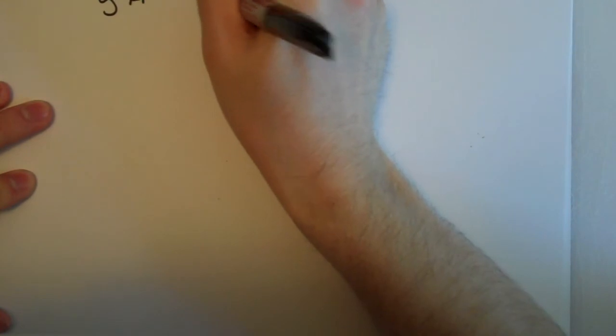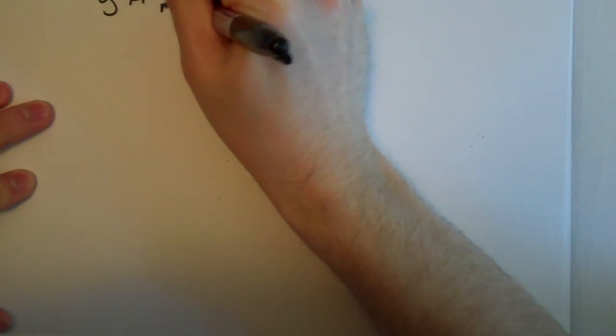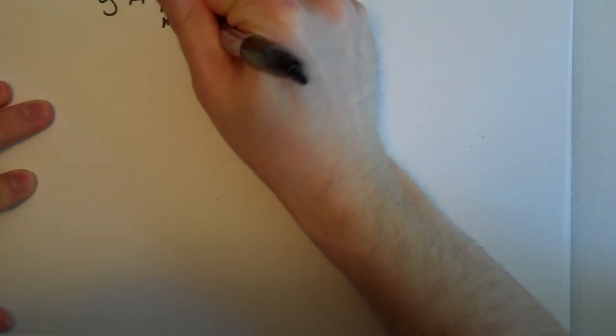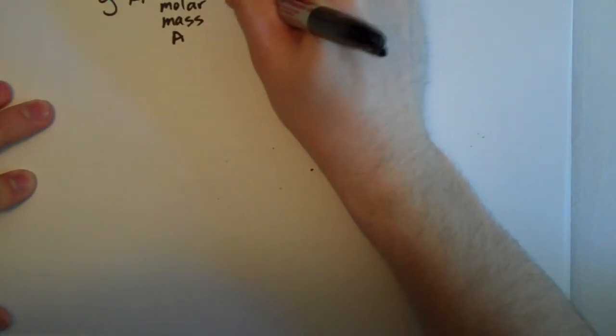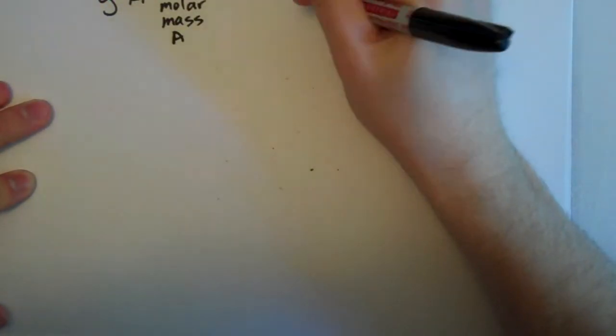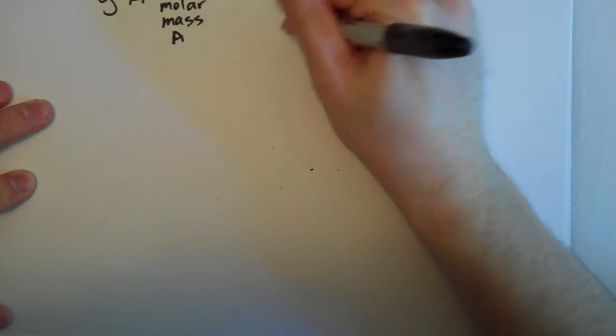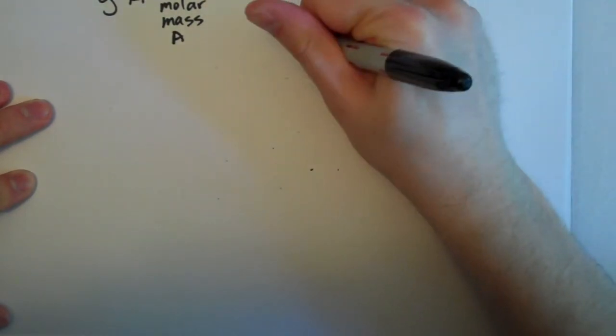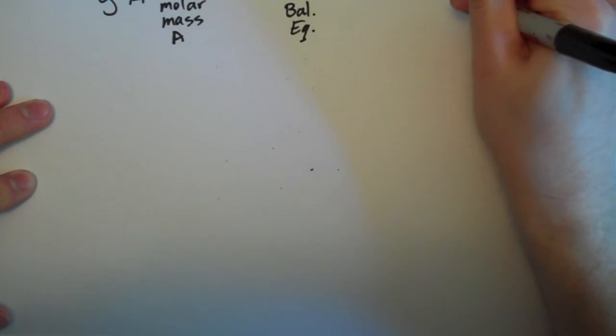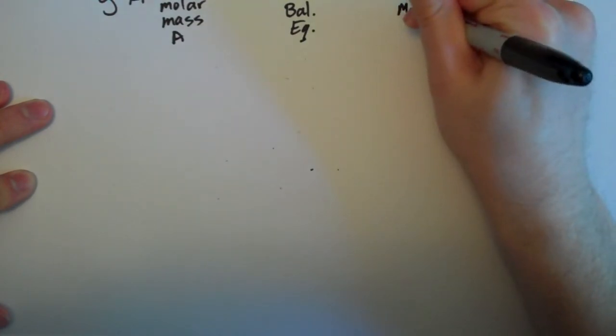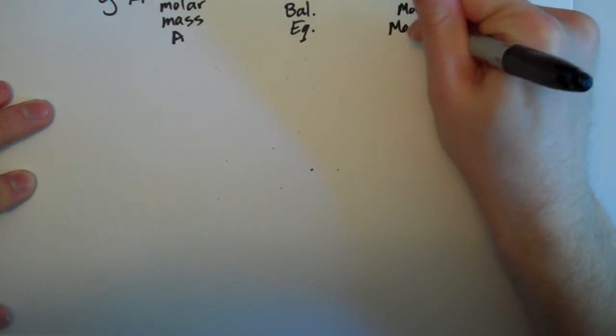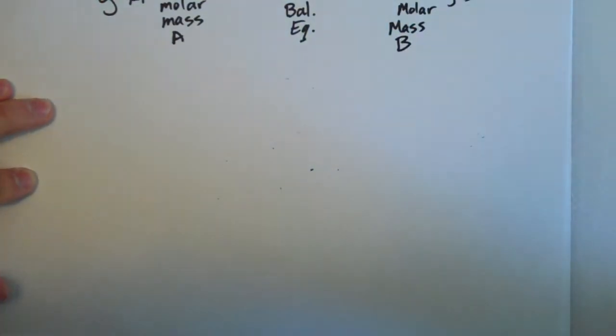Now again, I'm going to quickly write up my little plan of attack up here. Okay, grams of A turning into moles of A. I use my molar mass. To go from moles of A to moles of B, I need a balanced equation. And then to go from moles of B back into grams, again I need the molar mass, but this time it's the molar mass of substance B.